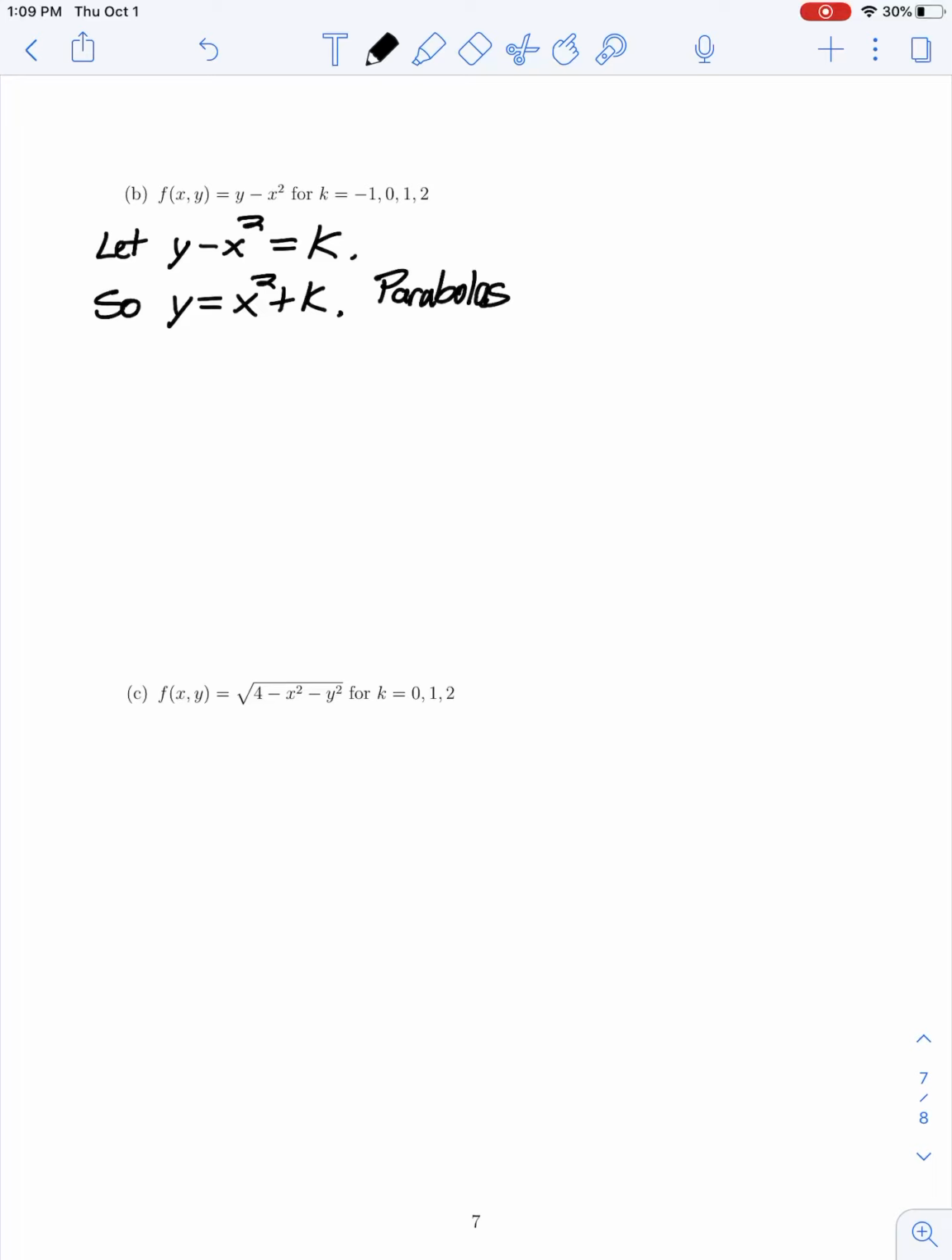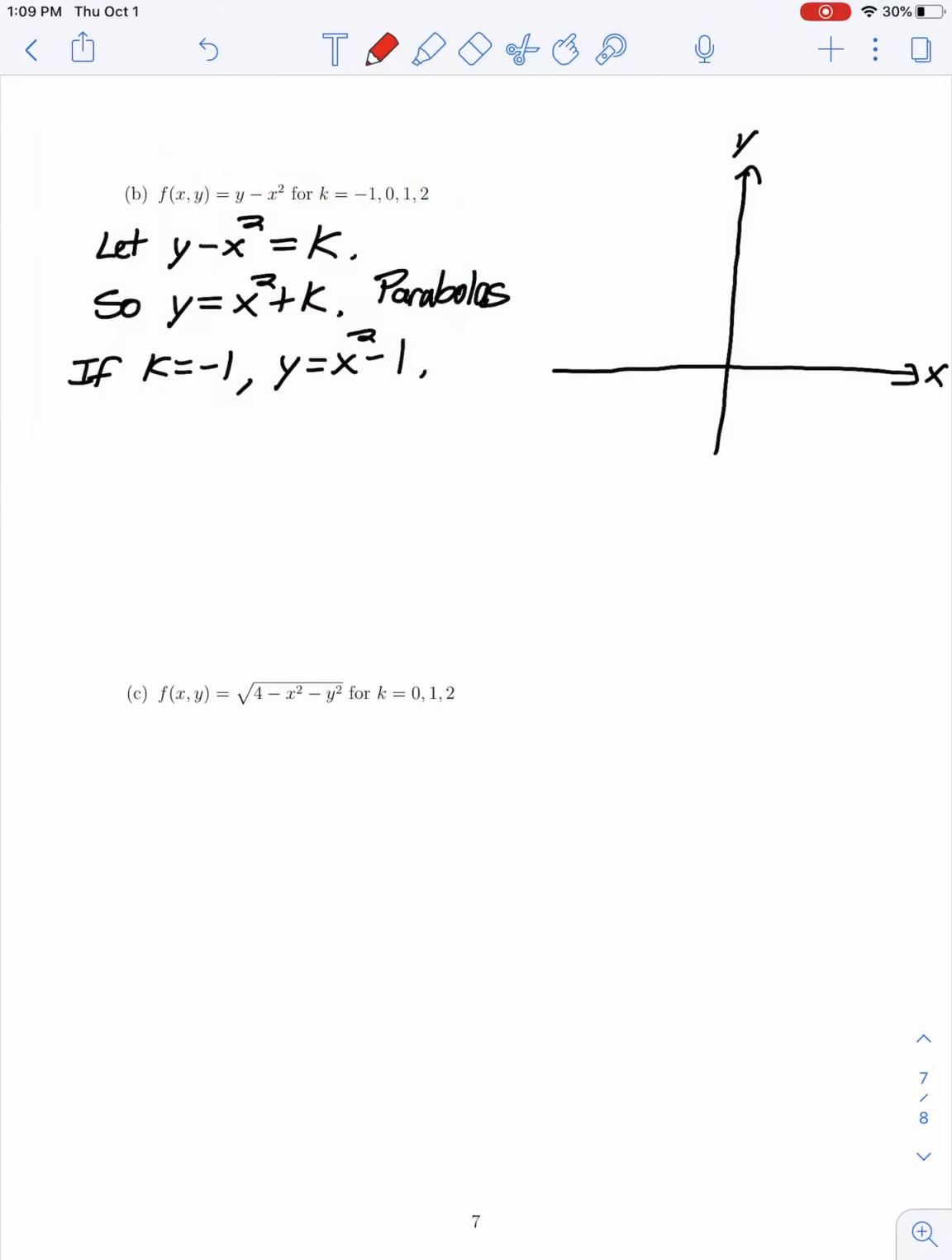So if we are sketching the level curves for specific values, well, if k is equal to -1, we have the equation y equals x squared minus 1. So let's sketch this. In our xy plane, this would be the parabola opening upward, whose vertex is at 0, -1.